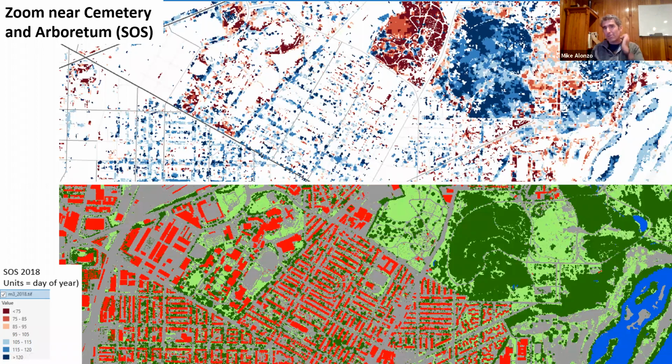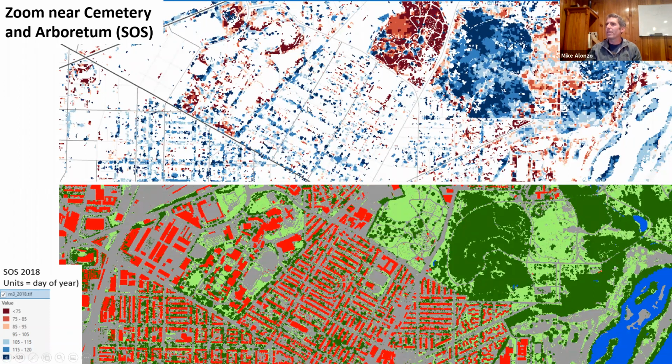So since this is such high resolution data, you have to zoom in a bit to see the more interesting stuff. On the bottom is just a high-res land cover map, where you've got buildings, impervious surface, and then grass in light green and trees in dark green. You can see more clearly here, this is Mount Olivet Cemetery over a lot of this red. And then the National Arboretum is a lot of this blue.